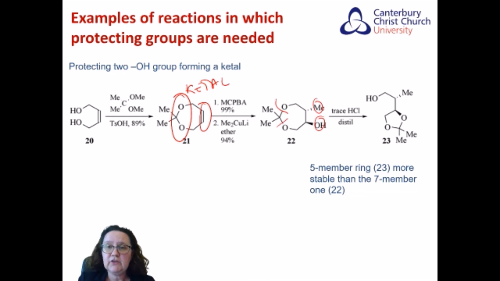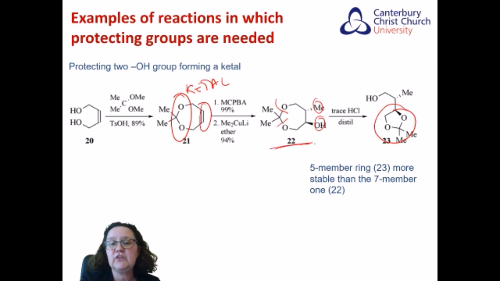And interestingly, as you see, this protection also creates a change in the general structure of the compound, and that is because this 5-member ring is more stable than this original 7-member ring. So the compound is a new structure, a new cycle is formed.